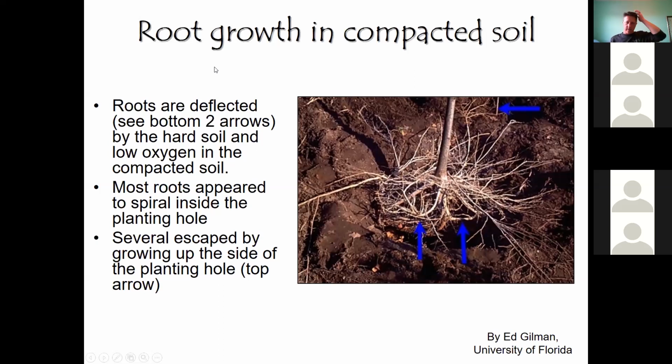All right, so I get asked, why do we need to have a wide planting hole? Why can't I just dig a planting hole that's as wide as the container? Because it's a lot of work to make a planting hole that's a lot wider than the pot is. Well, this is one reason why.